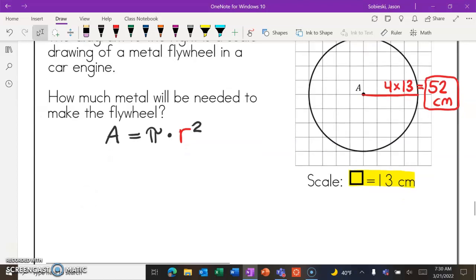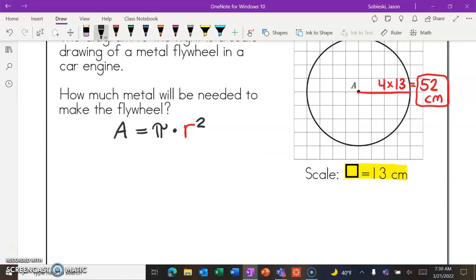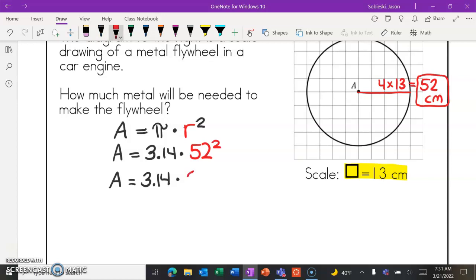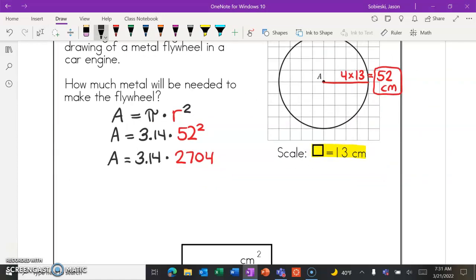I'll add that in. Okay, so we have everything that we need. Area is equal to, we'll substitute 3.14 in because it doesn't say exact. We can round, times radius, which was 52 squared. Just like we've been doing with the area problems, I'm going to first evaluate that 52 squared, which is 52 times 52, which gives us 2,704 for that.